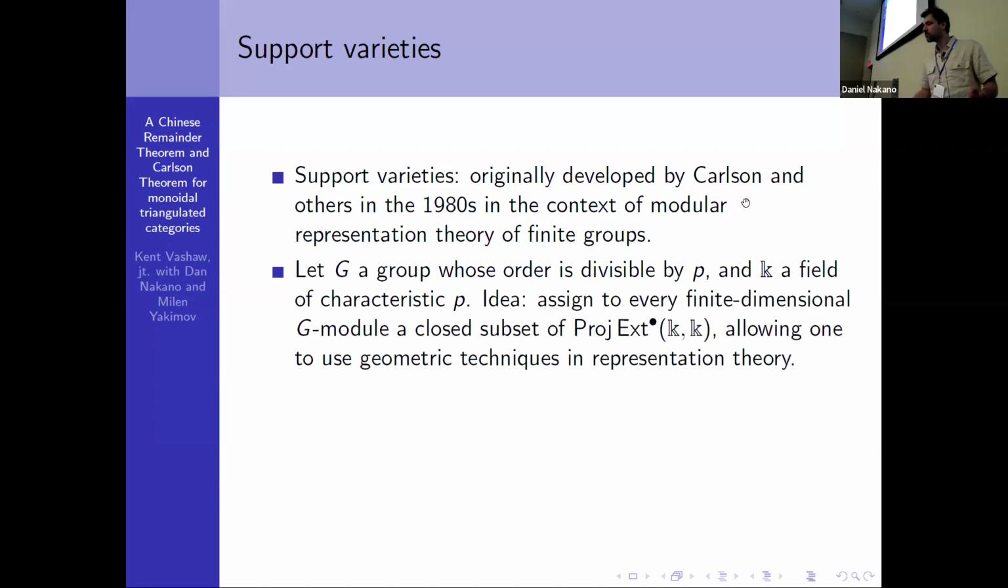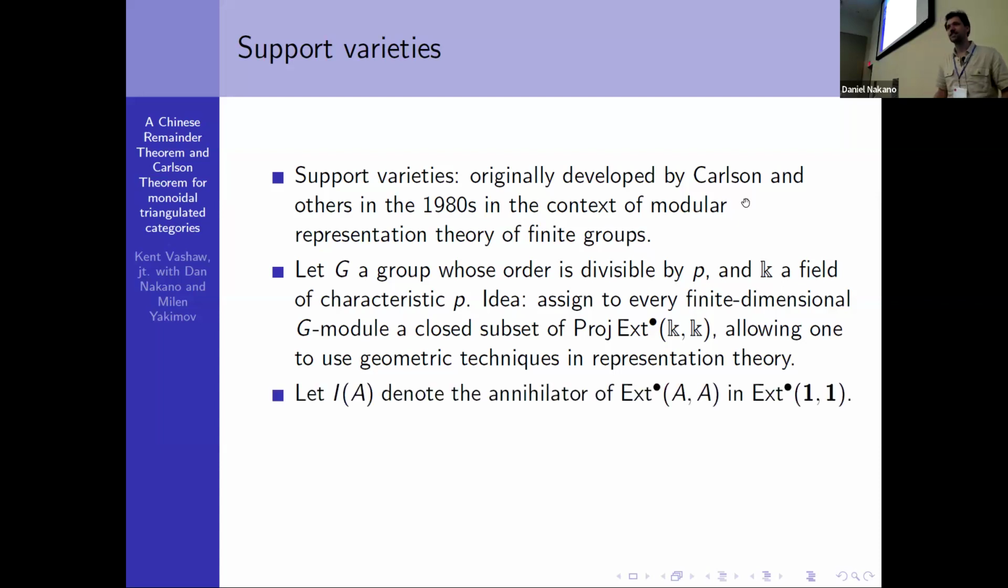And the idea of a support variety is to assign to every finite dimensional module of G some particular closed subset of a topological space, which is Proj of the cohomology ring, which we just heard a good bit about in the last talk. And so this allows us to use geometric techniques on Proj of the cohomology ring in order to study the representation theory of G.